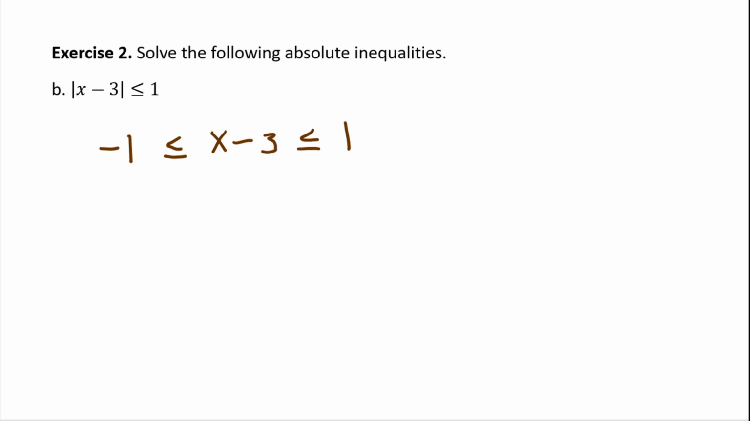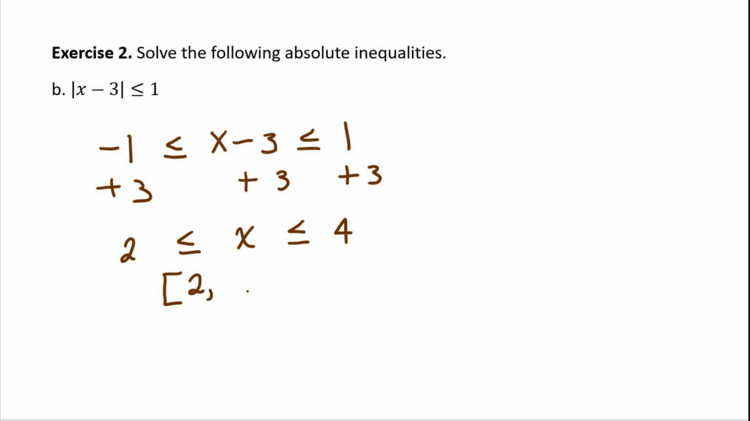The goal is to isolate the x, so we will add 3 to all three parts of this inequality. From the leftmost, negative 1 plus 3 is positive 2, is equal to or less than negative 3 plus 3 gets rid of the constant, so x by itself is equal to or less than 1 plus 3, which is 4. This answer expressed in interval notation is bracket because the 2 is included, so bracket 2, comma 4, and again bracket for the 4.